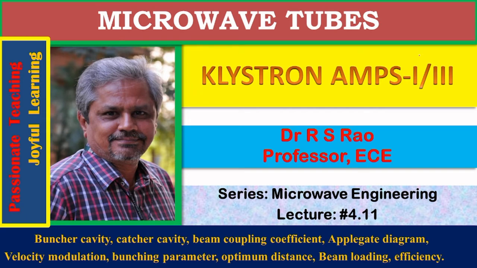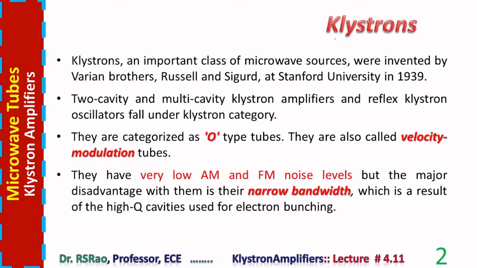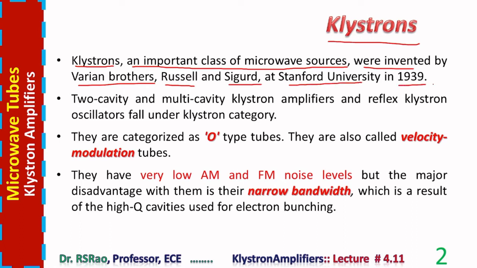klystron amplifiers. Now let us move further to the core session. Let us start with a few introductory remarks or statements on klystrons. Klystrons are an important class of microwave sources. They were invented by the Varian brothers, Russell and Sigurd, at Stanford University in 1939.